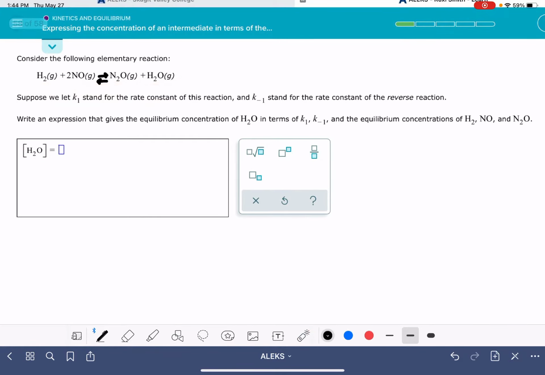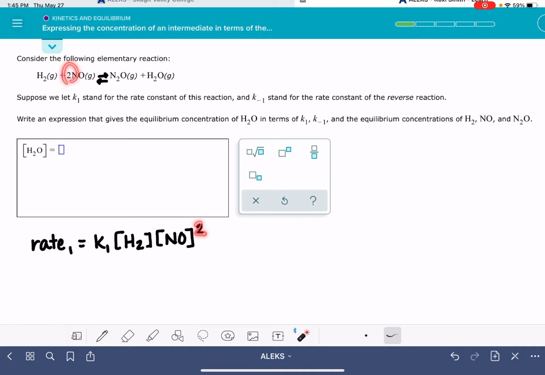So to do this, we're going to write two rate laws, one rate law for the forward reaction. We're going to call it rate sub 1, 1 for the forward reaction. We're going to call the rate constant K sub 1, again for the forward reaction. And then remember that we're going to use our reactants for the forward reaction, that's H2 and NO. And because this is an elementary step, we are using the stoichiometric coefficients as the exponents in the rate law right here.